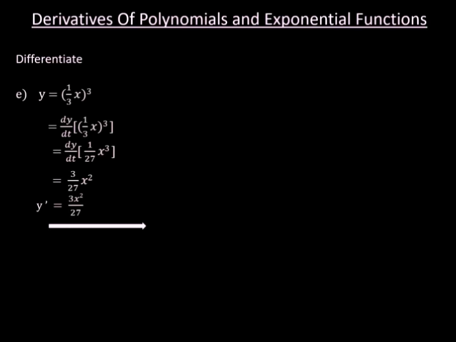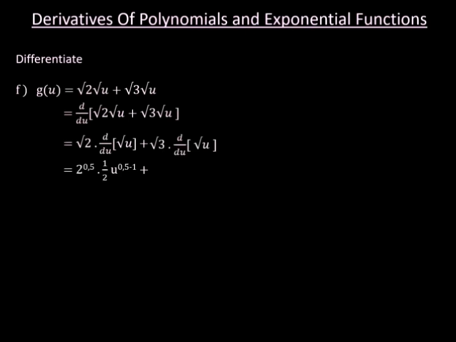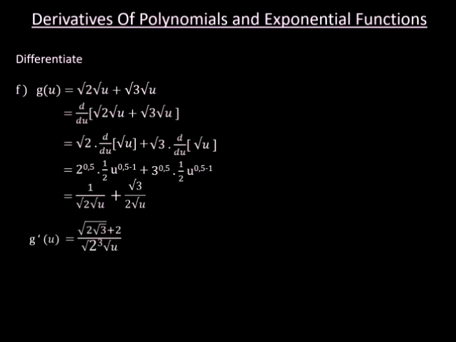Now let's try f. Square root of 2 times square root of u plus square root of 3 times square root of u. We first add the derivative notations. We then differentiate summands separately and pull out constant factors. Then, we apply the power rule throughout, until we get 1 over square root of 2 times square root of u plus square root of 3 over 2 times square root of u. And then, we simplify to get the final answer of square root of 2 times square root of 3 plus 2 over square root of 8 times square root of u.